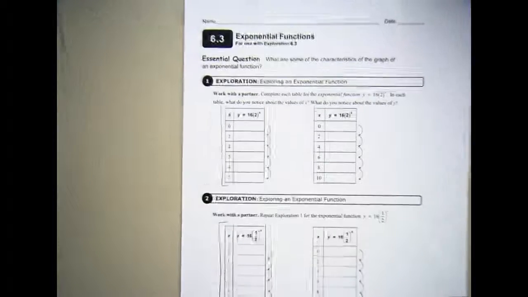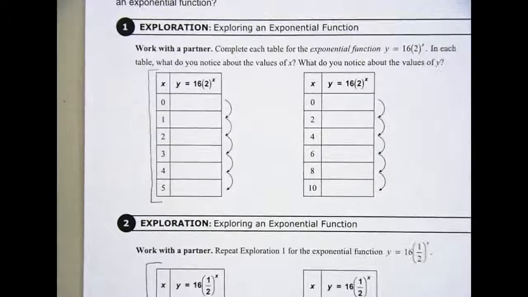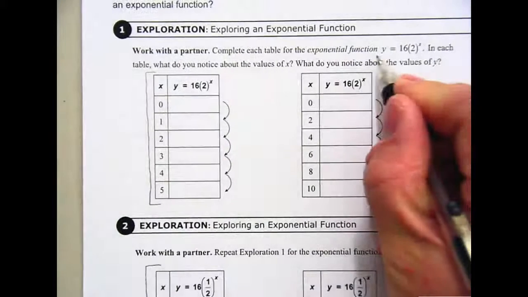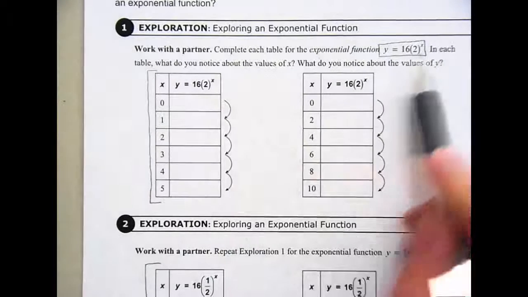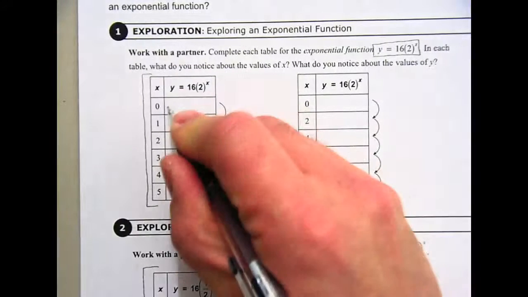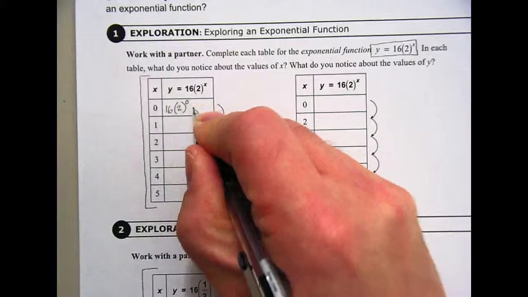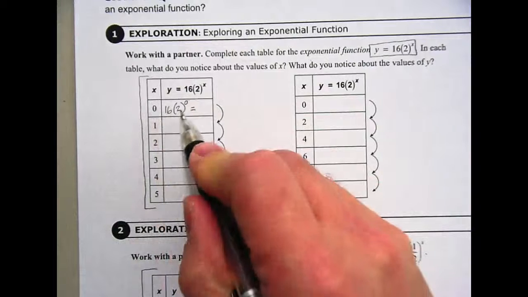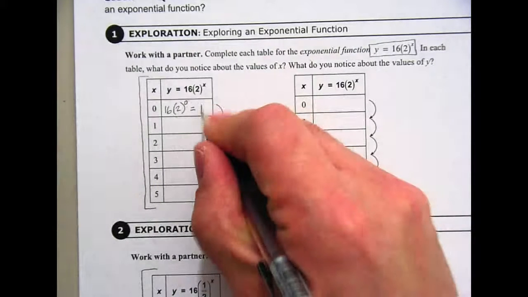So this beginning one here says work with a partner, complete each table for the exponential function y equals 16 times the quantity 2 to the power of x. Now, the problem I've seen in the past with students doing these is that sometimes they go in the wrong order here. We've got the x power. We need to put these values in for x. So we're evaluating this as 16 times 2 to the 0. Well, 2 to the 0 is what? 1. 1 times 16 is 16.